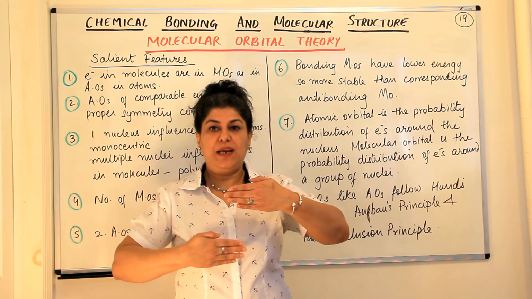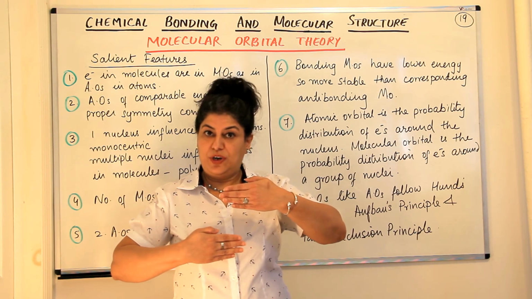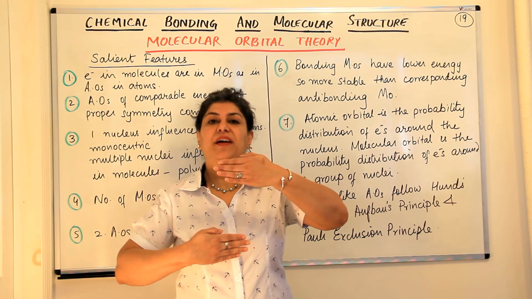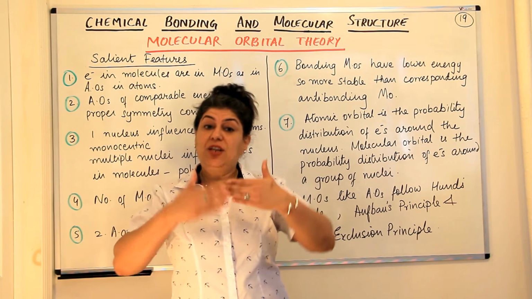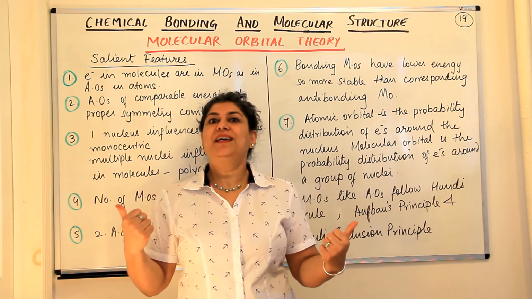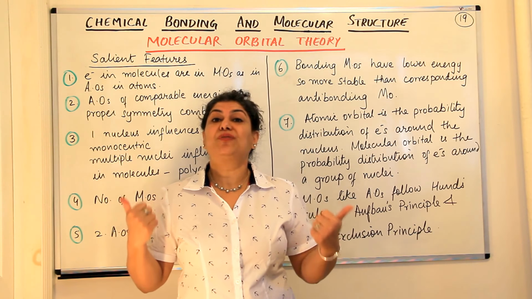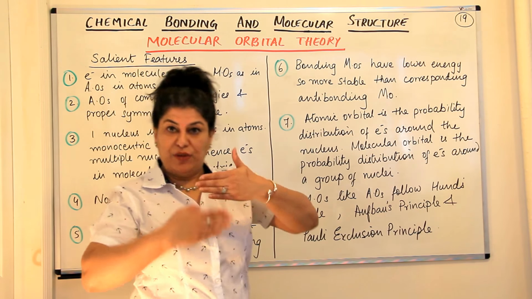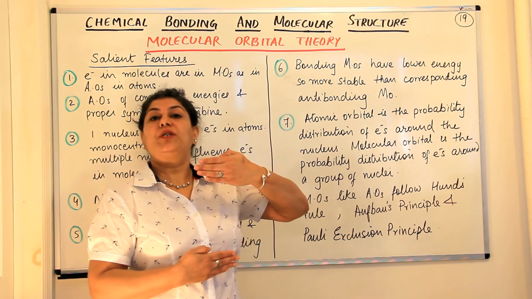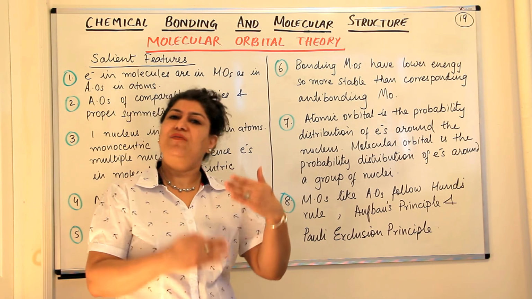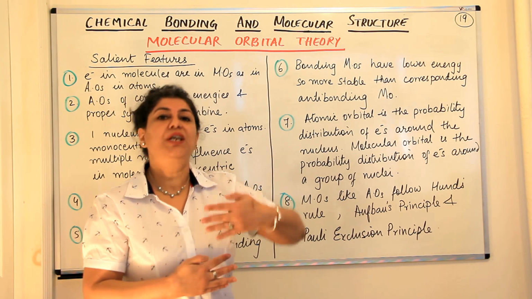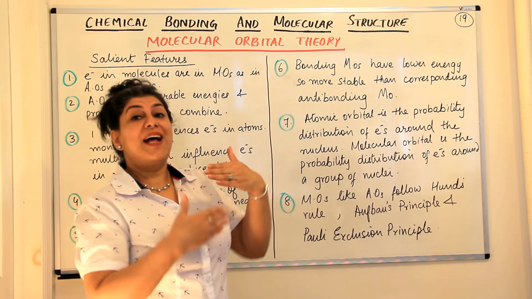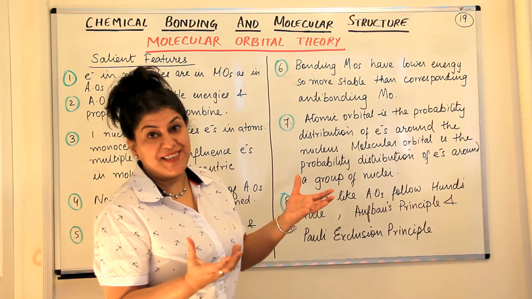The bonding molecular orbital has energy lesser than the original atomic orbitals, and the anti-bonding molecular orbital has energy higher than that. But the total energy of both of these would still be equal to the sum of the energies of the two atomic orbitals. So we say that whenever two orbitals combine, they form bonding and anti-bonding. Bonding has lower energy and anti-bonding has higher energy. And whatever has lower energy would have greater stability.